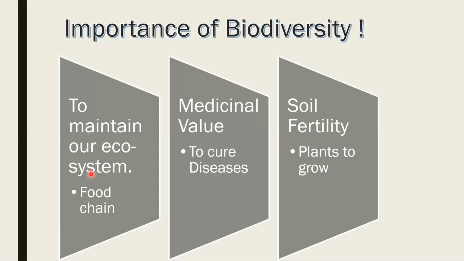If plants are not there, we get so many things from plants, right? We will be hungry. How will we live? Again, that is difficult. So to maintain the ecosystem, we need biodiversity. We need all the varieties of life, as we saw in the meaning of biodiversity.